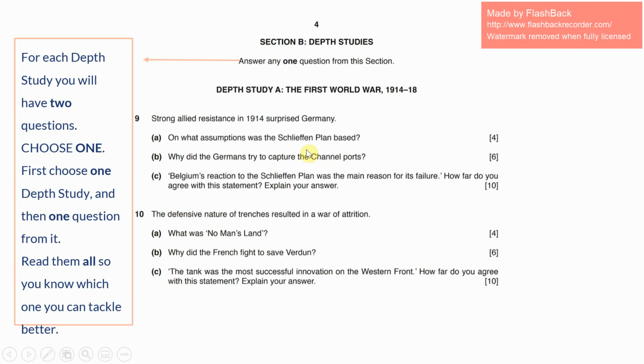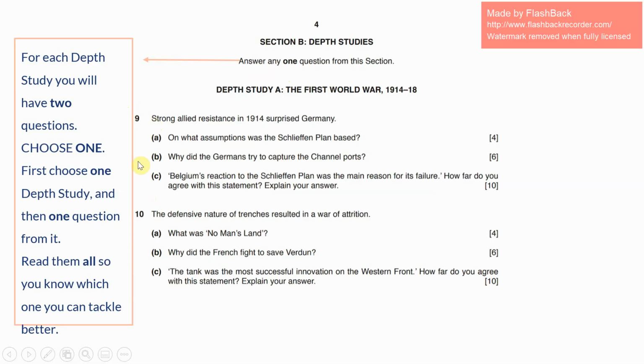And then if you go to section B, which are depth studies, you'll have depth studies for both options, either 19th century or 20th century. Each one of the depth studies is going to be on a different page so far, and each one will give you the option to choose from 2 questions. You must answer only one.